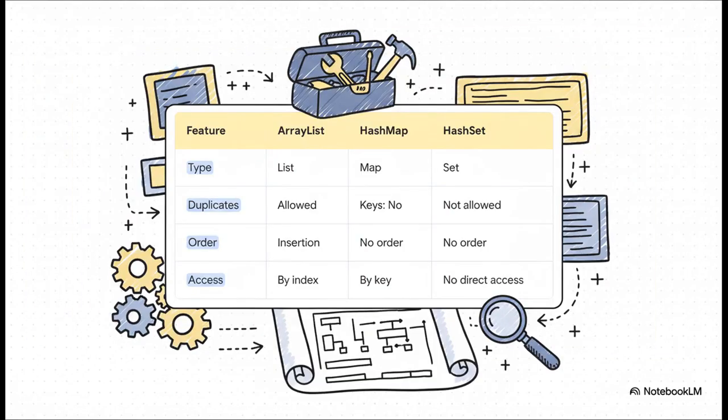This table really lays out the differences between the big 3. See that duplicates row? ArrayList doesn't care, but HashSet is a stickler for uniqueness. And here's the real key. Look at access. With an array list, you grab items by their number in line, their index. But with a hash map, you use a unique key to look something up, just like looking up a word in a dictionary. Getting this right is a huge leap toward writing really good, efficient code.